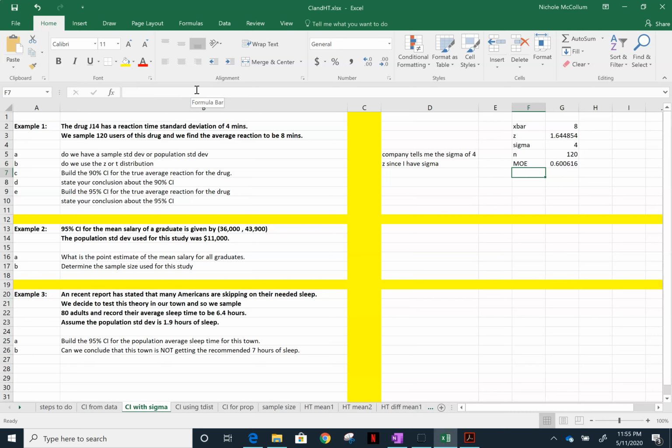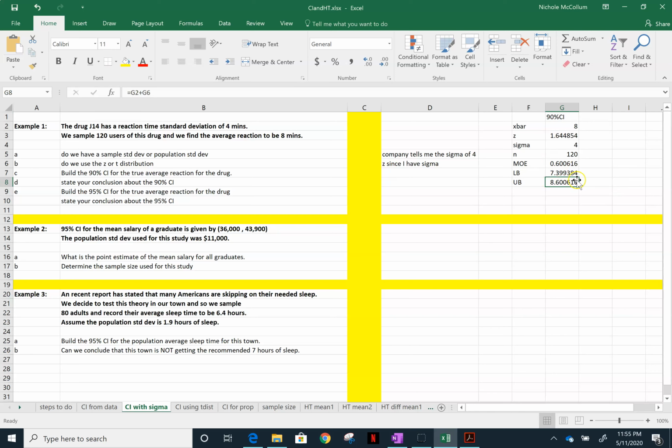From the margin of error, we could build the lower bound and the upper bound. Well, the lower bound will be the sample mean minus the margin of error. You take off the margin of error to get your lower bound of the confidence interval. To get the upper bound of the confidence interval, we take the average, the point estimate, your sample, and add on the error. This forms my confidence interval. So we've done part C, build the 90% confidence interval. So that's what this would be, the 90% CI.